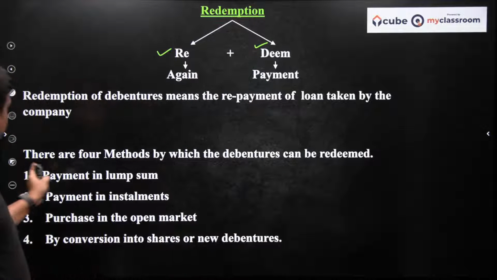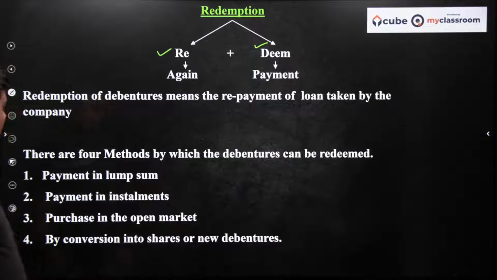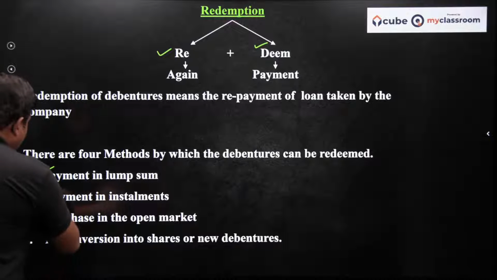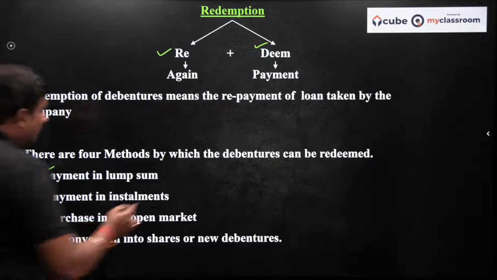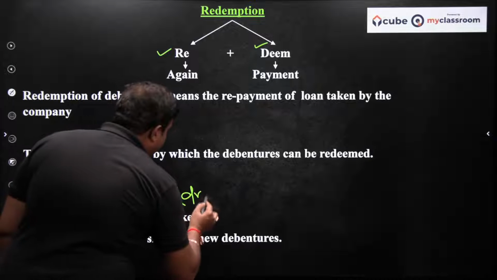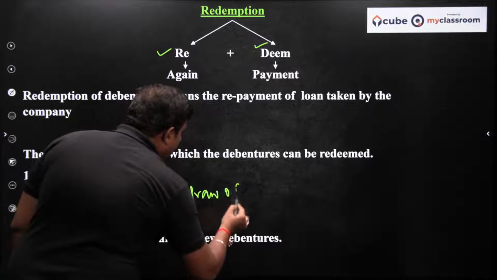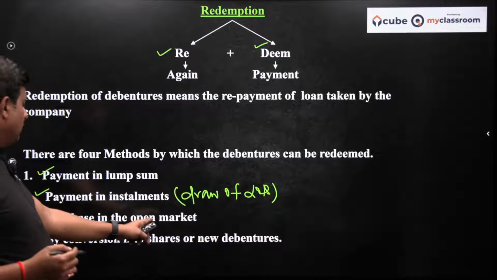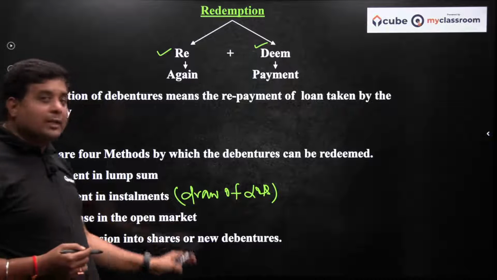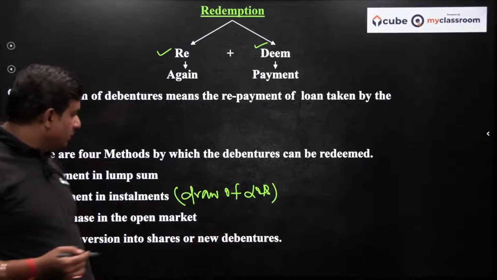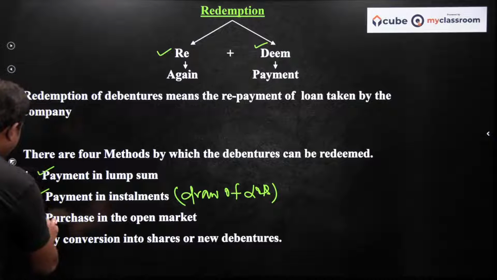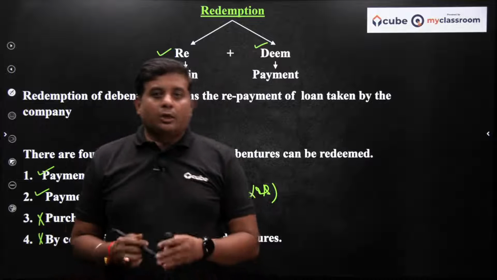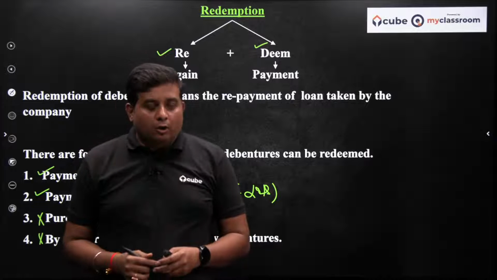Alright. There are four methods by which debentures can be redeemed. First is the lump sum method. Next is payment in installments, also called the draw of lots method. Next is purchase in the open market, and the fourth is conversion into shares or debentures. The third and fourth are not in our syllabus, so today we are just talking about the lump sum method and the draw of lots method.